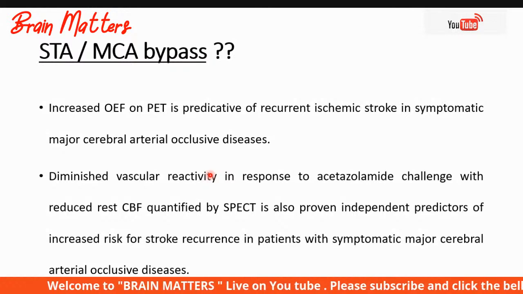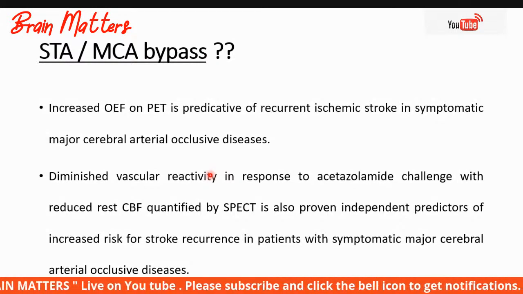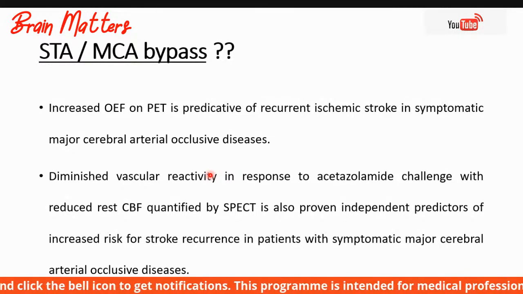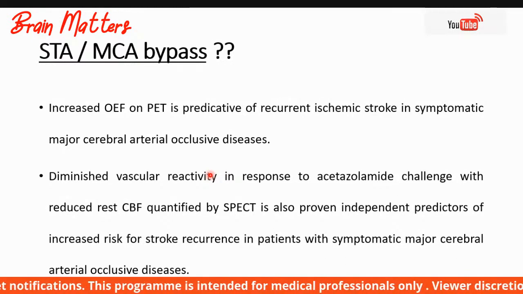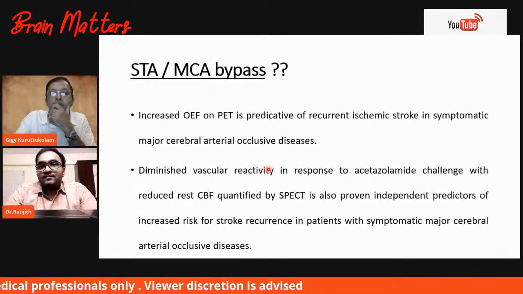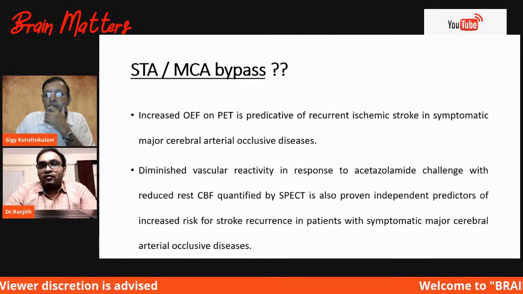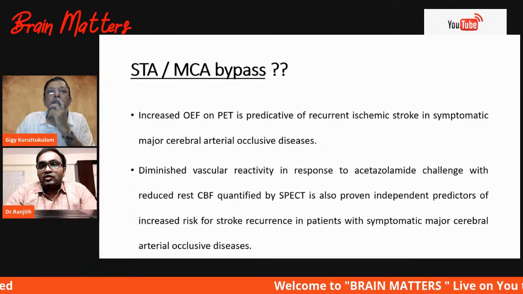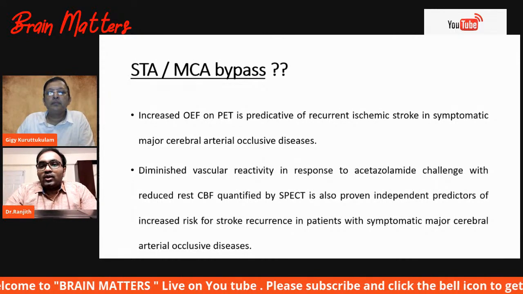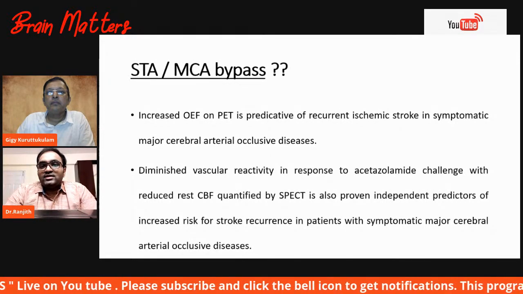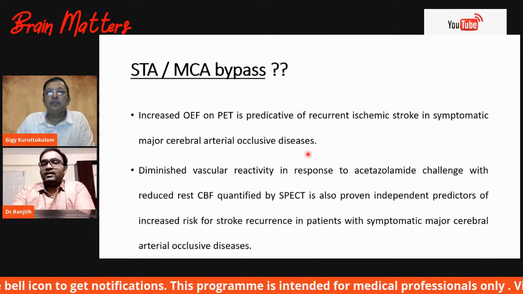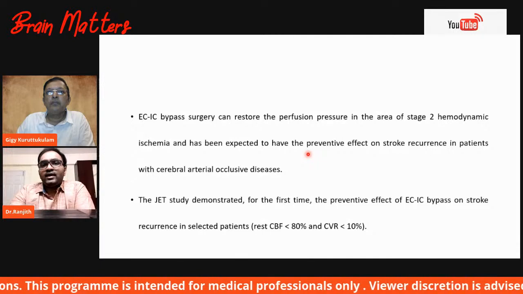Increased oxygen extraction fraction on PET scan is predictive of recurrent ischemic stroke in symptomatic major cerebral artery occlusive diseases, and a diminished vascular reactivity in response to acetazolamide challenge test with reduced cerebral blood flow quantified by SPECT is also a proven independent predictor of increased risk for stroke recurrence in patients with symptomatic major arterial occlusive diseases. So in selecting patients, PET and SPECT may help us.